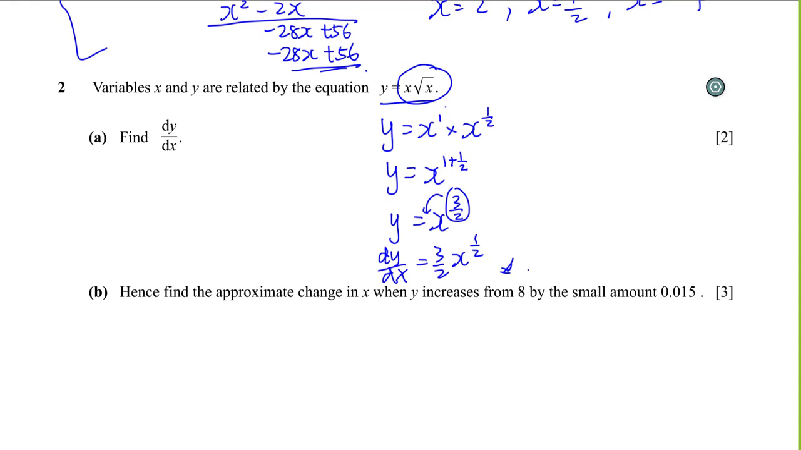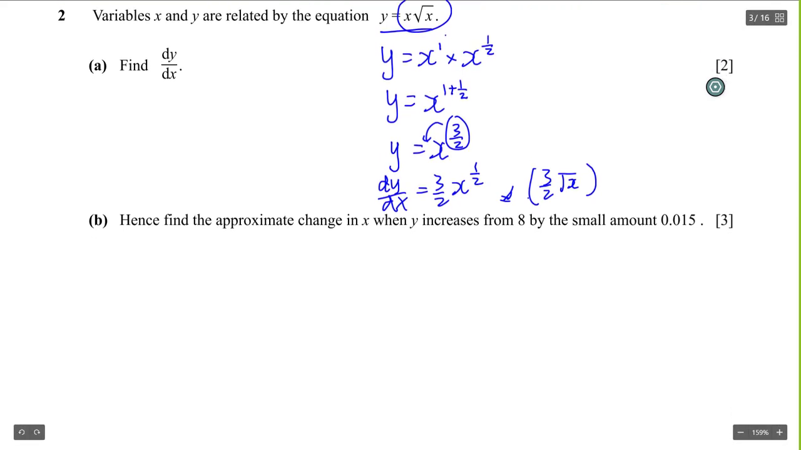Yeah, if any part you're not sure, you can let me know. Or you want to leave it in the square root form, you can do that also. Or you can leave it as 3 over 2 square root x, but it will be the same also, right? Hence, find the approximate change in x when y is increased from a by the small amount of 0.015.